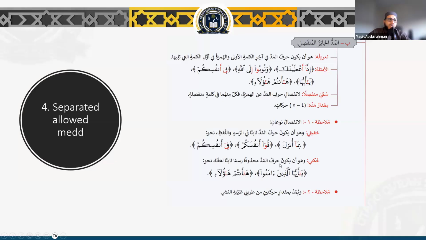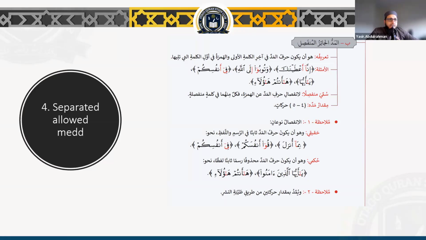But before that, we'll go to المد الجائز المنفصل. Separated allowed mad. Now, the word separated means that the two letters of mad are in two separate words, which means there's a letter of mad at the end of a word, and there is a hamza on the word after.